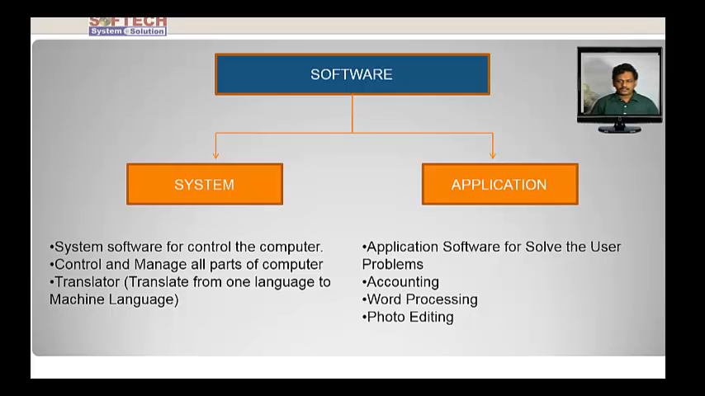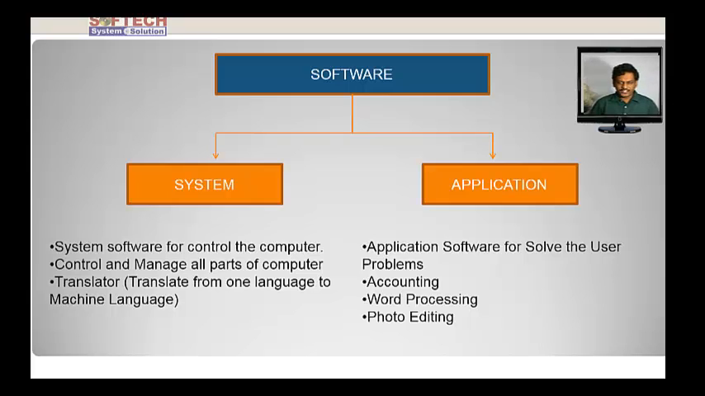Application software is to solve the user requirements like accounting, word processing, photo editing. These are all user requirements. So application software helps the human, that is, the user. System software helps the system, the computer system.